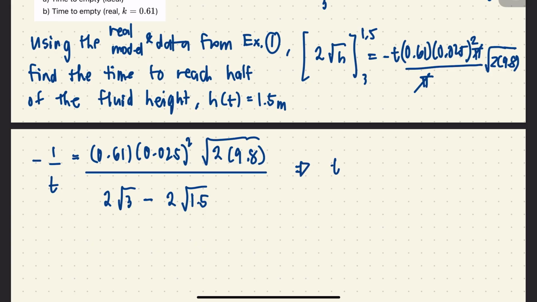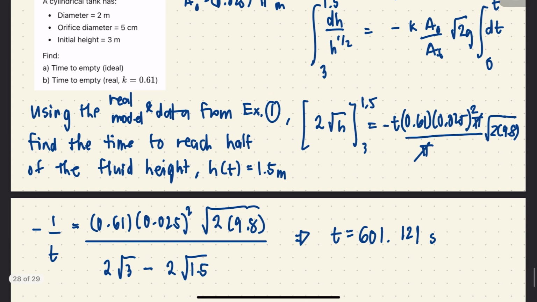So therefore, in that case, rearranging the equation and solving for t, we get 601.121 seconds. This will be your final answer. So this will be the time required for you to reach half of the fluid height in your tank. Same as example number 1.